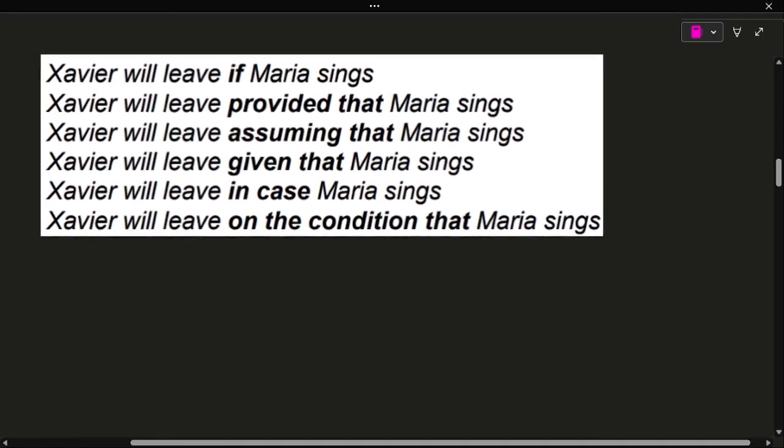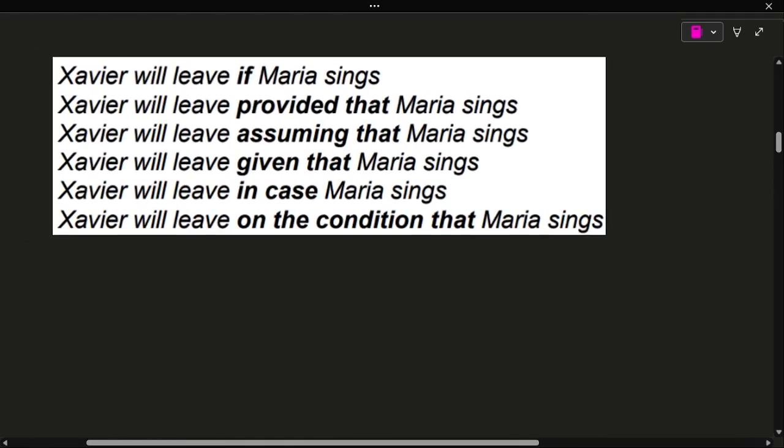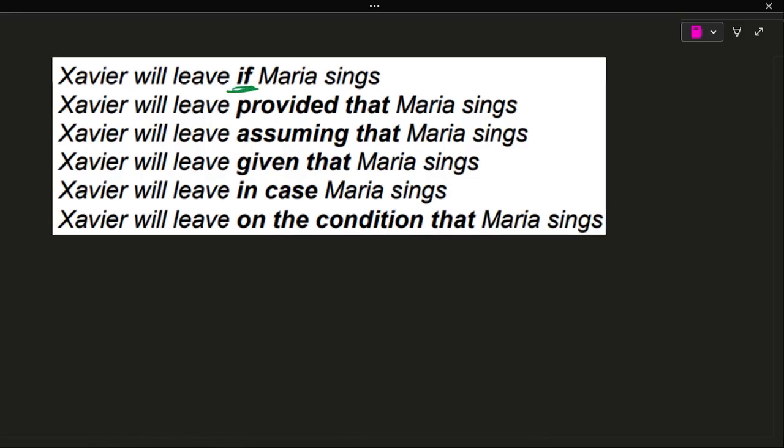Moving forward, Xavier will leave if Maria sings. The exact same structure as prior, right? Xavier will leave if Maria sings. If Maria sings, then Xavier will leave. A common mistake here is that people read it left to right and automatically assume it must be left to right. Unfortunately, it's not the case. Instead, whatever comes after the if statement, or the provided statement, or the given that statement, in case, they're all correct equivalents, is always the antecedent.